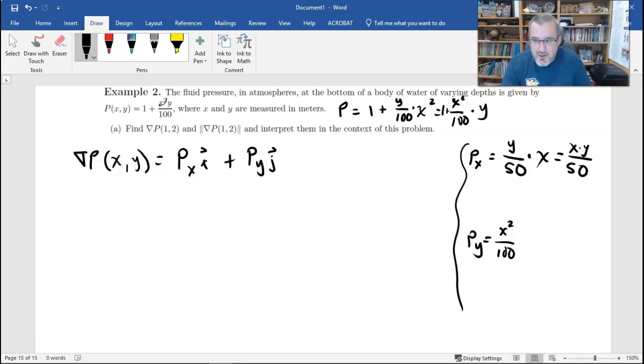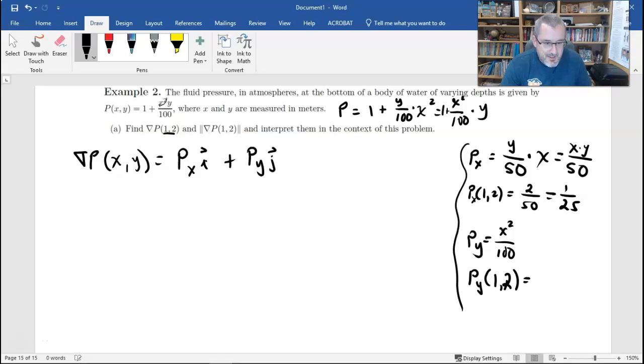Now, in each case, we're particularly interested in the gradient vector at the point 1, 2. And so let's evaluate both of these at the point 1, 2. If x is 1 and y is 2, 1 times 2 is 2, and we can simplify that. That was with respect to x. With respect to y at 1, 2, if x is 1, 1 squared is 1, 1 over 100.